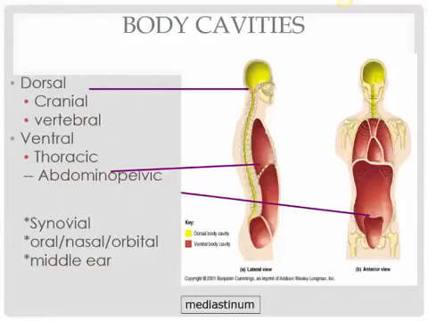So you could say they are body cavities, but we don't count them as body cavities. They're just small cavities which are present only in certain regions. So typically body cavities are dorsal and ventral, divided into these parts.